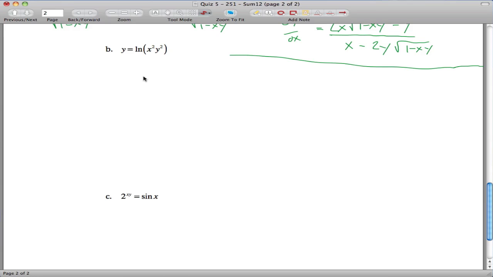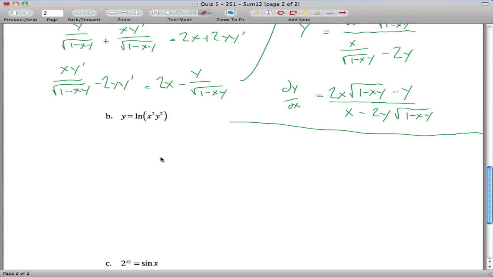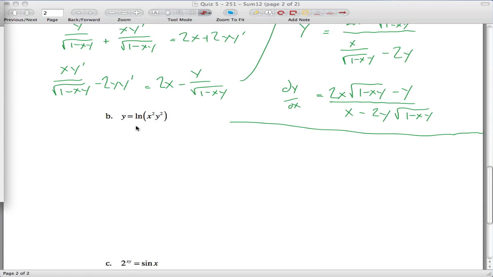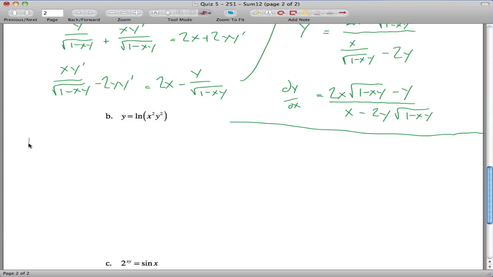Derivative here. Let's see, we got some options. Okay, so one way to do it is just kind of put your head down and do the calculus. Take the derivative of both sides. y prime on the left. On the right, the derivative of natural log of x is 1 over x. So we get 1 over x squared y squared.